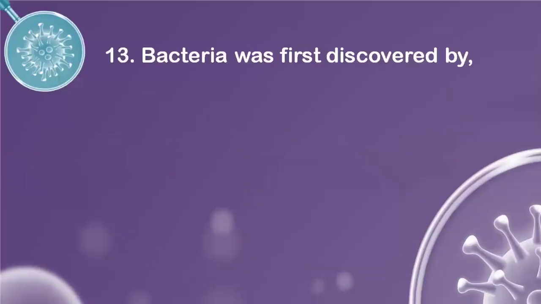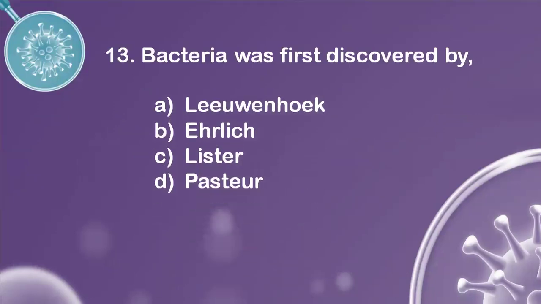Next question. Bacteria was first discovered by option A, Anthony van Leeuwenhoek, option B, Paul Ehrlich, option C, Joseph Lister, option D, Louis Pasteur. Here the right answer is option A, Anthony van Leeuwenhoek. So Anthony van Leeuwenhoek was the first person who observed the bacteria under his microscope.